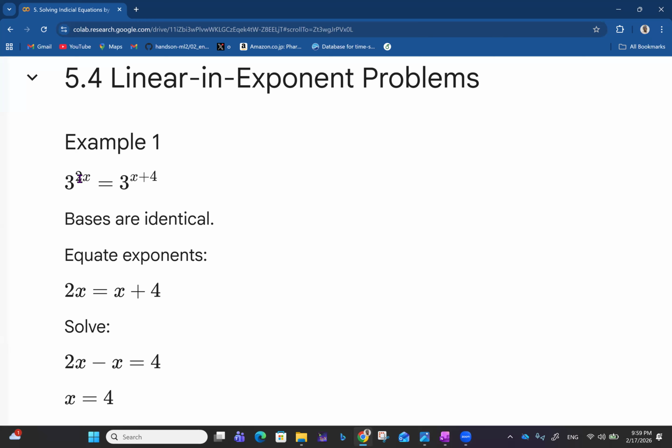And that is true because 2 times 4 is 8. So on the left hand side, you get 3 raised to 8. On the right hand side, you get 3 raised to 8 too, because 4 plus 4 is also 8. So you have a linear expression in the exponent.